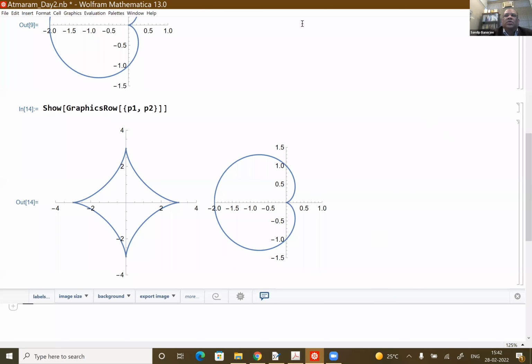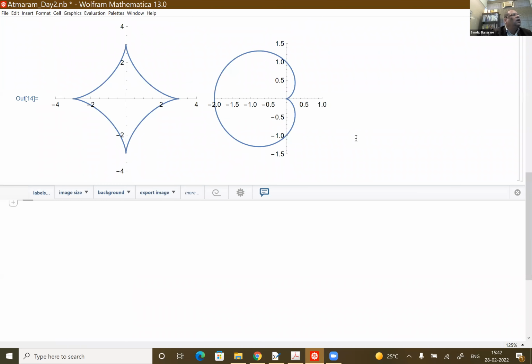Any questions? No. Okay. Quickly, some colorful plots. Two, three, 4.